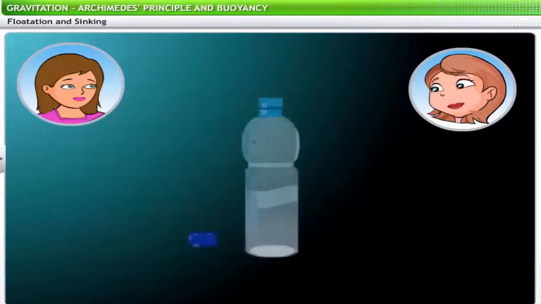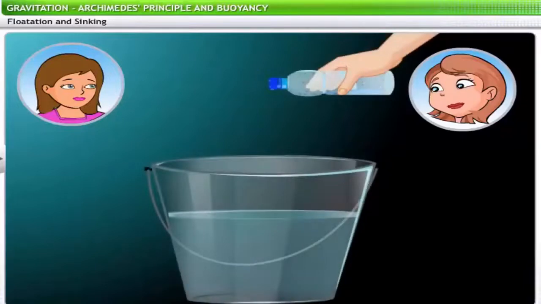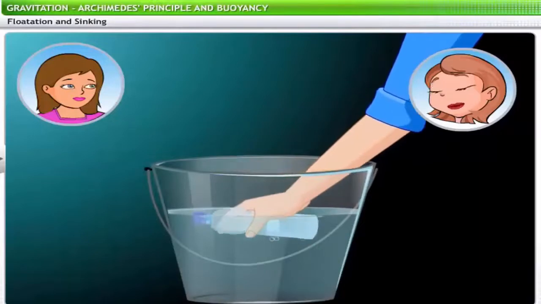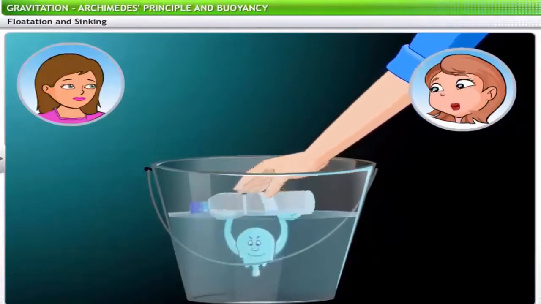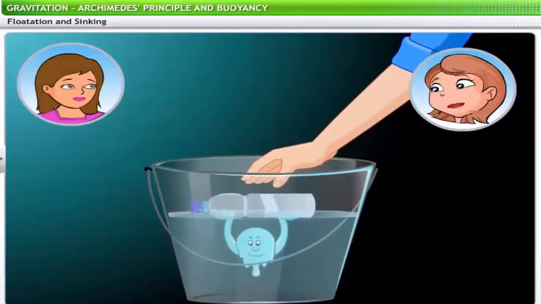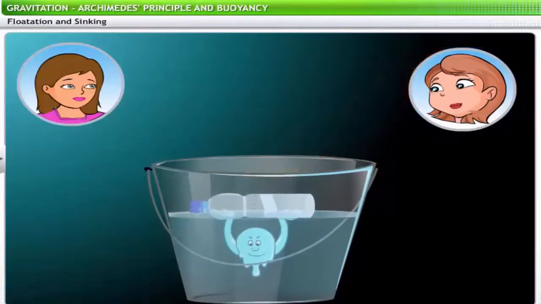Take an empty glass bottle and close its cap airtight. Put the bottle in a bucket filled with water. Then try to immerse the bottle in water. You'll observe that attempts to push the bottle down in the bucket are unsuccessful, and the bottle floats on water, even though the density of glass is higher than that of water.